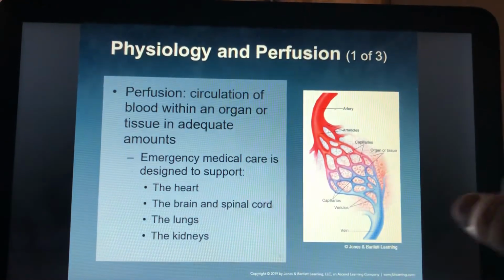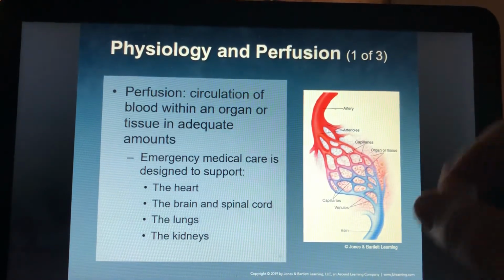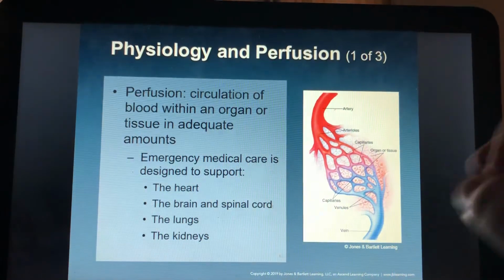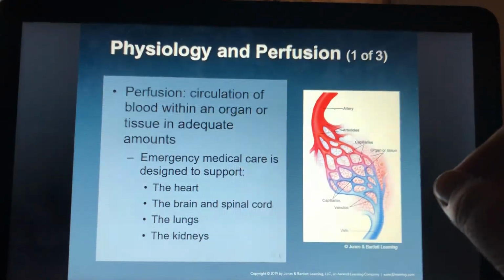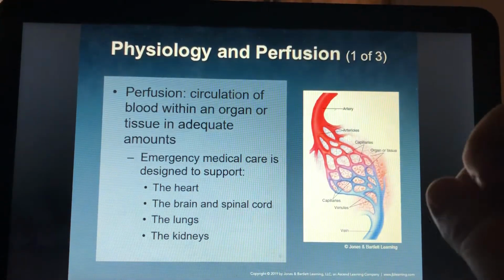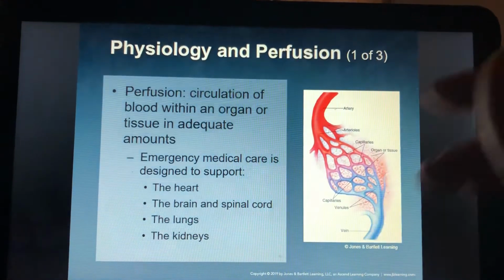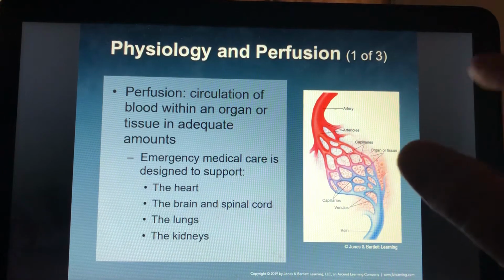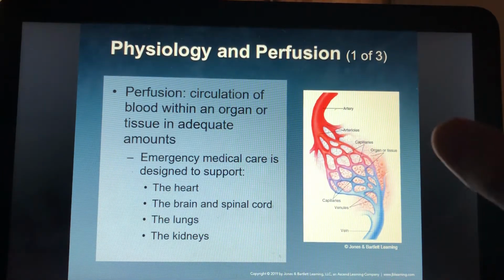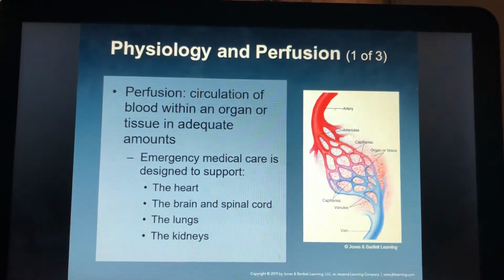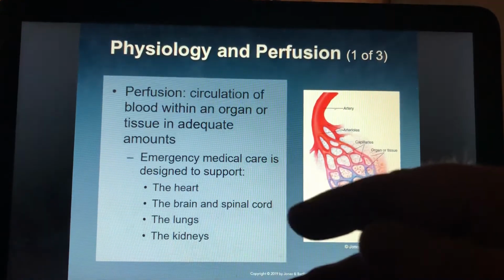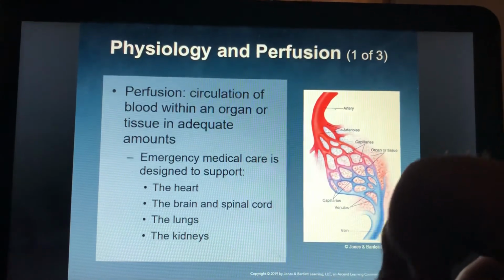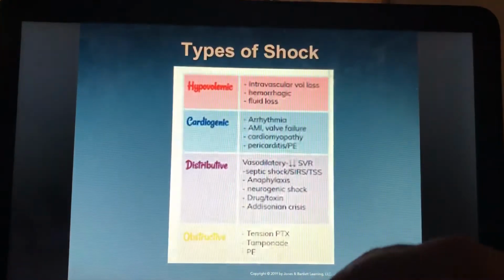Okay. Perfusion, circulation of blood within the organ or tissue in adequate amounts. Remember, your blood carries oxygen and also other nutrients in the blood system. If you have a leak in the container, problem with the pump, that's where you're going to start having issues with perfusion. You're not going to be able to get enough. An adequate tissue perfusion, the oxygen, and also on the flip side, carry the CO2 out and away, the byproducts of what the cells have been using. You're going to start having issues.